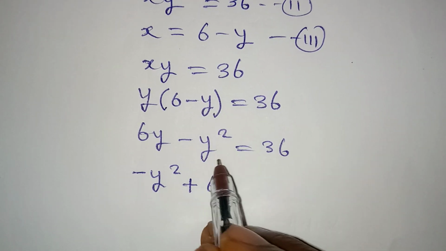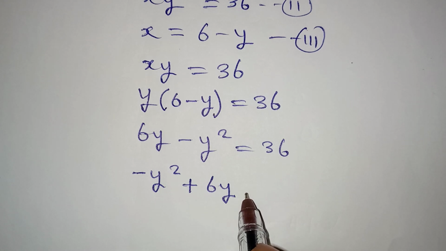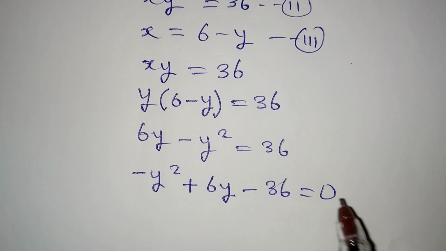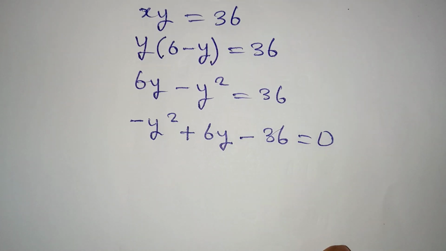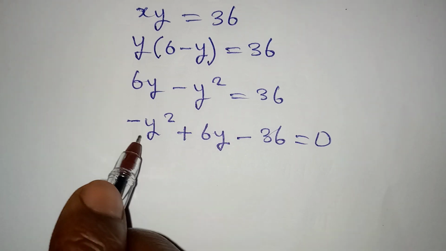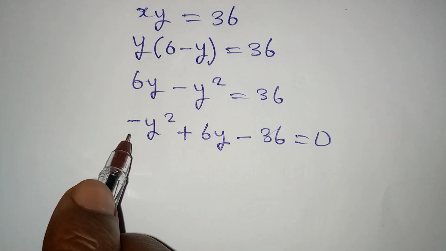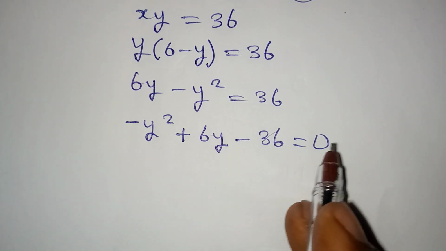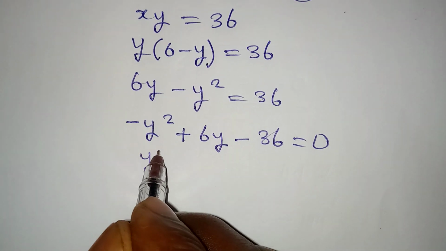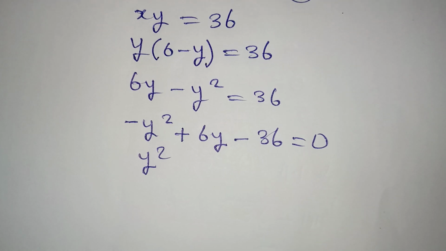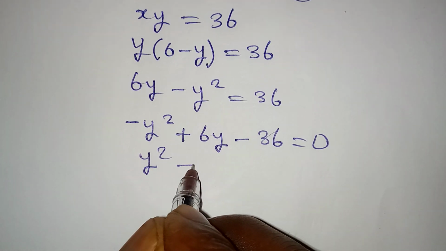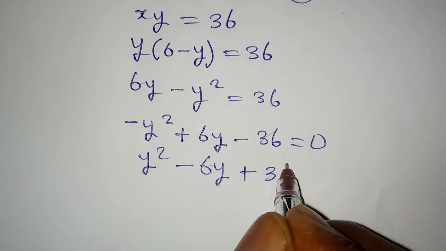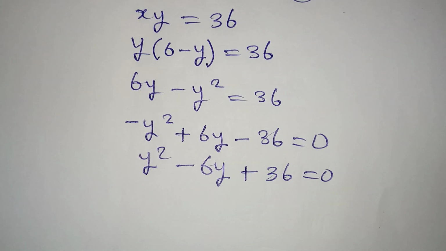Then if this comes back here, it becomes negative 36, and this is giving us 0. And then from here again, we're not expected to have negative coefficients, right? So we will multiply everything by -1 so that we have y squared over there, and then this will turn to -6y now, and this turns to positive 36. This is equal to 0.